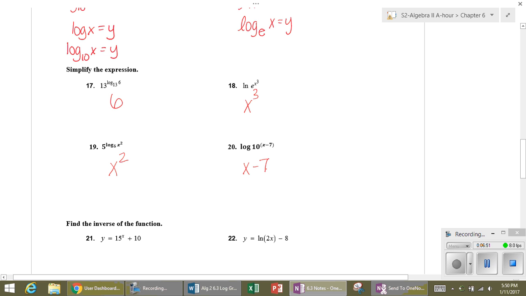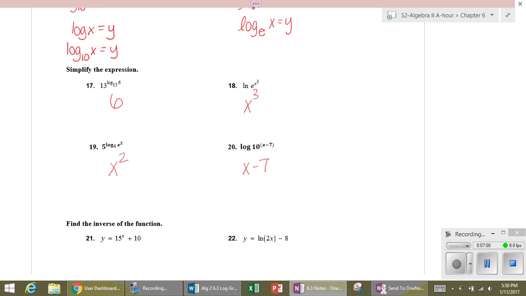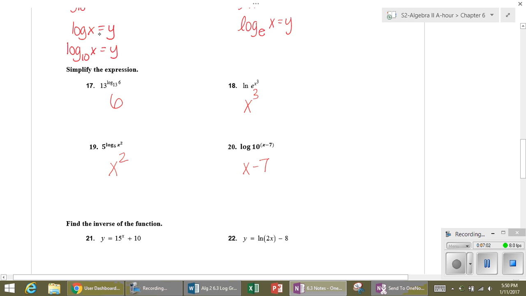Pause the video and see if you can make some sense of where these answers are coming from. We'll certainly talk about this in class, and then I'm going to have you come back and I'll talk about it in the video as well. So pause the video and see if you can come up with where these answers are coming from.